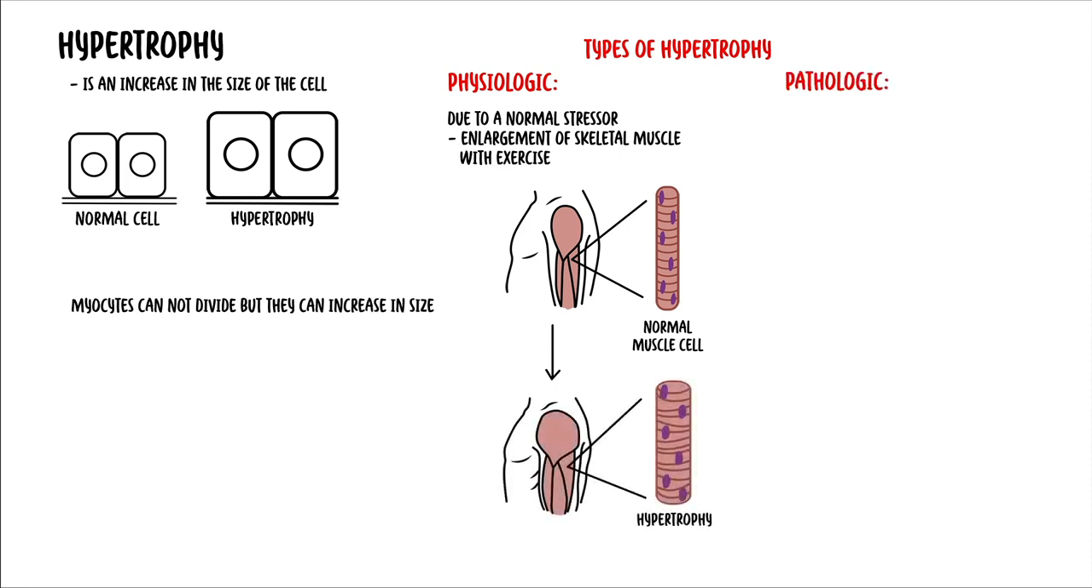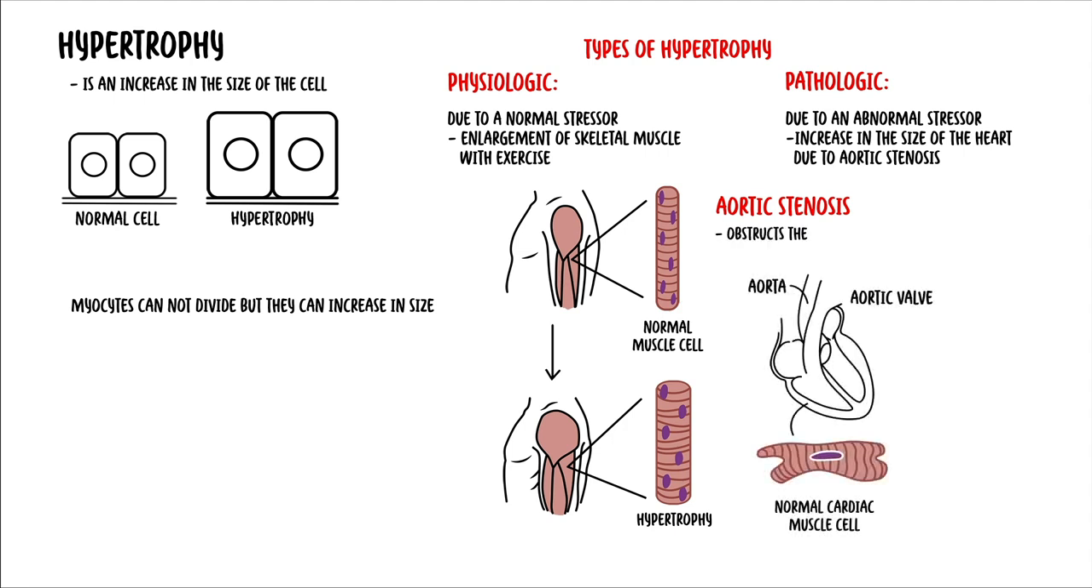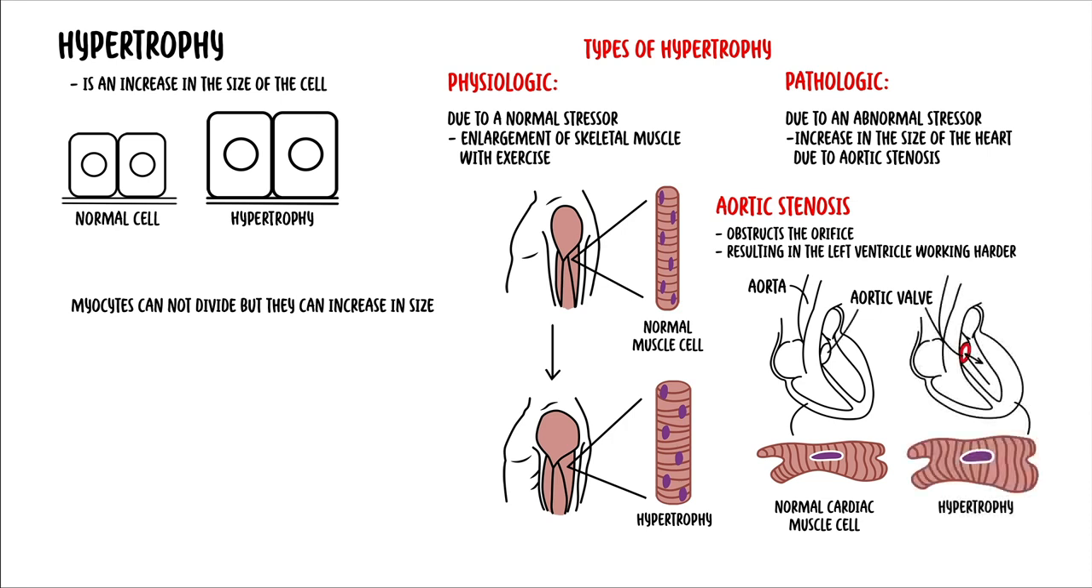Pathologic hypertrophy occurs due to an abnormal stressor. For example, increase in the size of the heart due to aortic stenosis. Aortic stenosis is due to a change in the aortic valve, which obstructs the orifice, resulting in the left ventricle working harder to pump blood into the aorta, and so this undergoes hypertrophy.